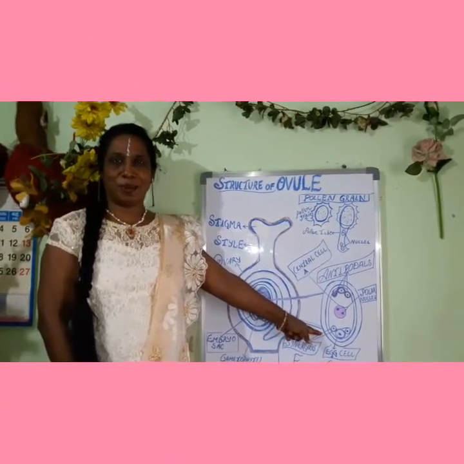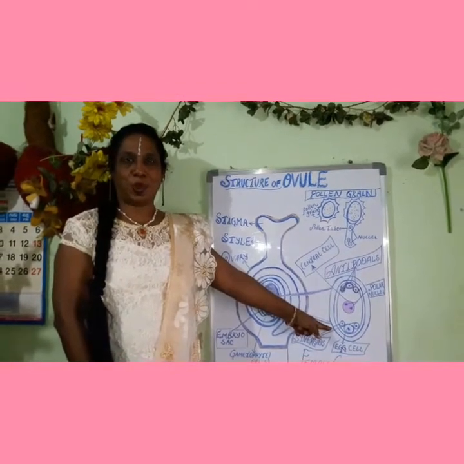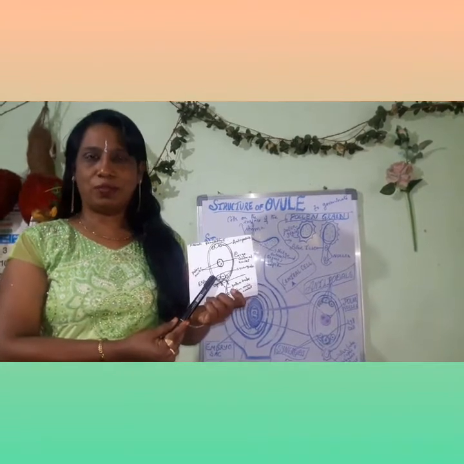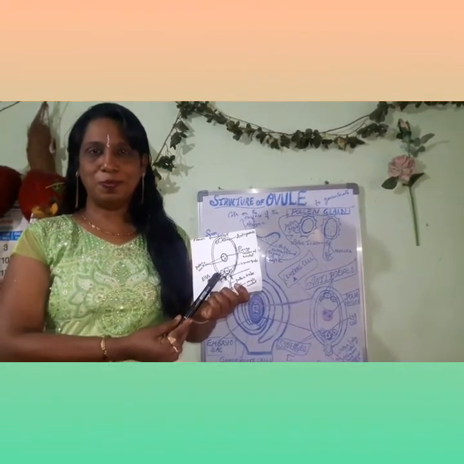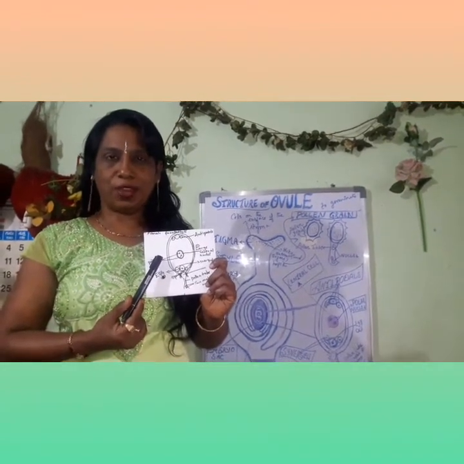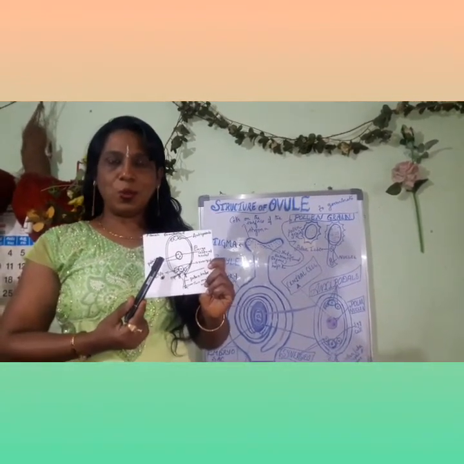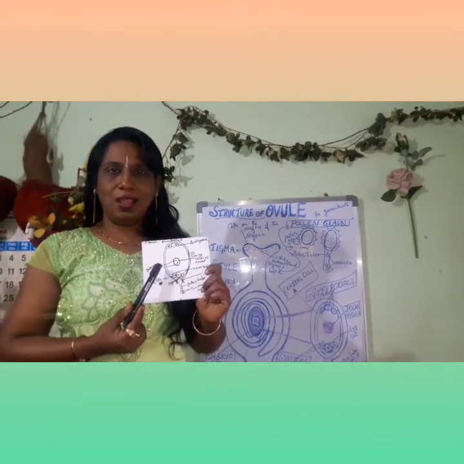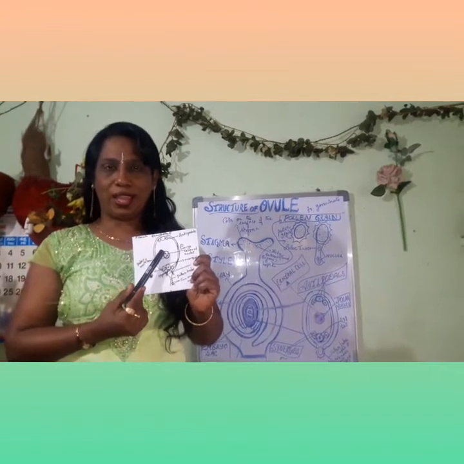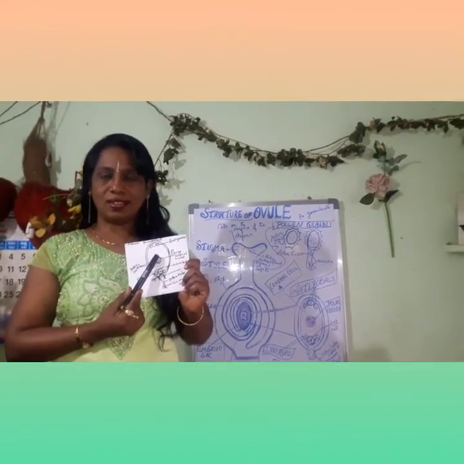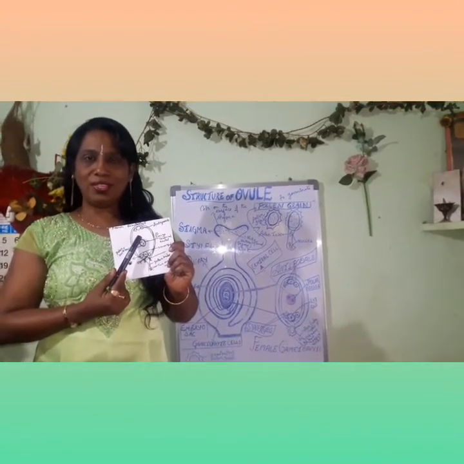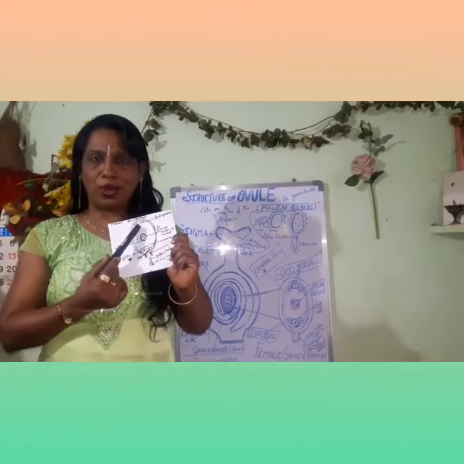Now we are going to study the female gametophyte. In the last session, we studied the female gametophyte. Let us now discuss the two most important cells in it. We have seen the central cell, which has two nuclei, called the polar nuclei.